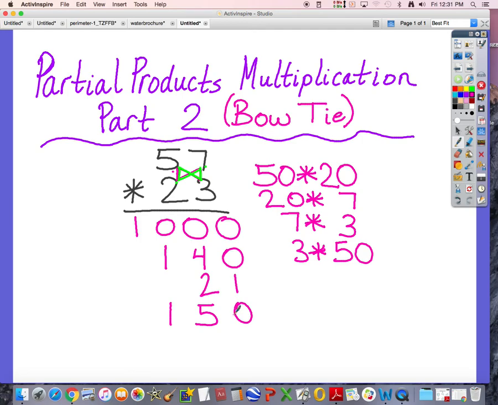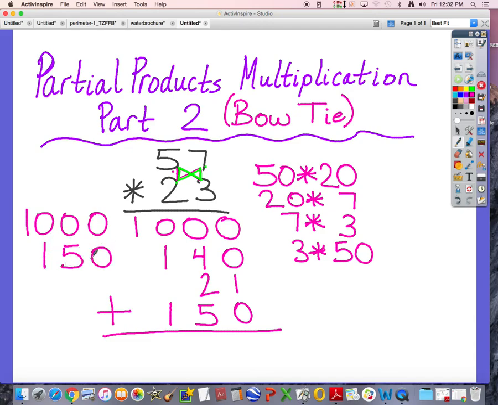Similar to part 1, after I have all my products, I'm going to go ahead and line them up and add them. In this particular case, it might be wise for me to pull to the side and line all my numbers up, making sure they're lined up greatest to least. And lastly, adding them up. The product of 57 times 23 is 1,311. Again, this is part 2 of partial products.